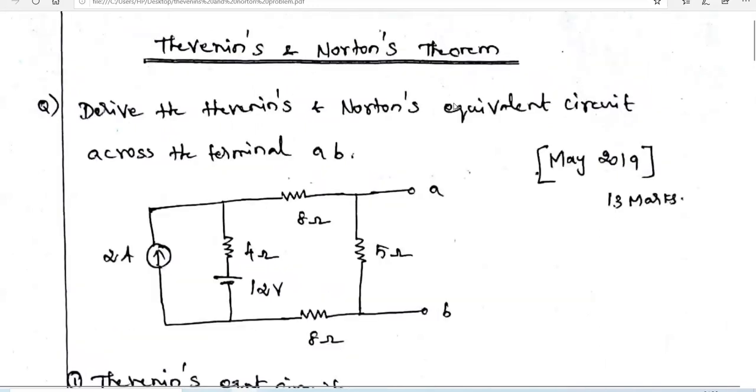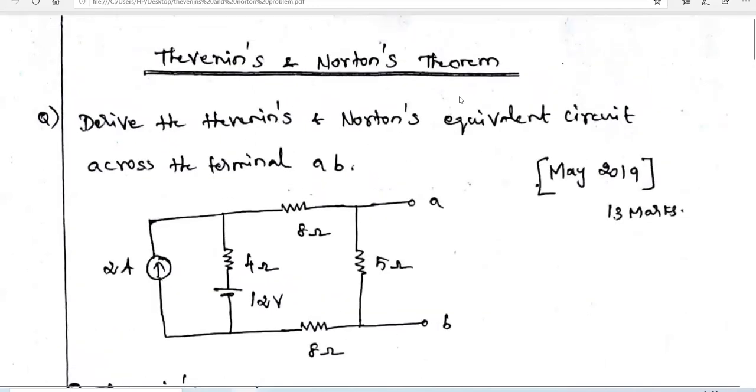Then what is Norton's theorem? Any linear bilateral complex network, with multiple voltage sources and current sources with resistances in any structure, can be replaced by a single current source in parallel with a resistance. It is called Norton's theorem.